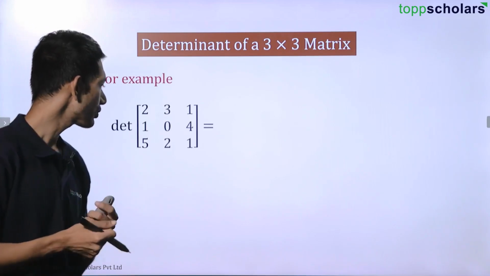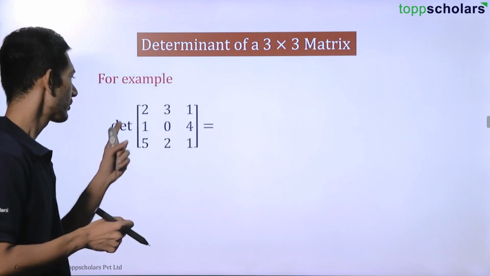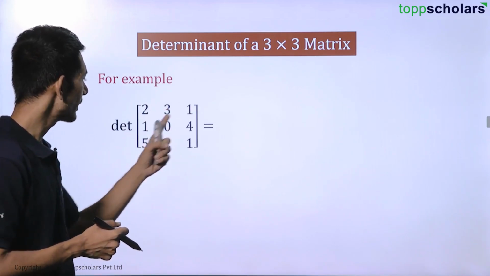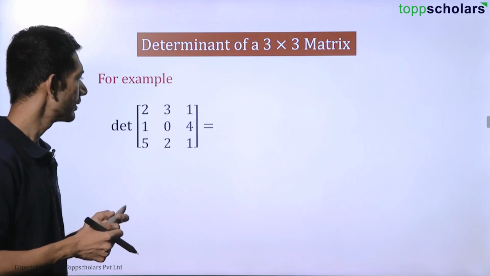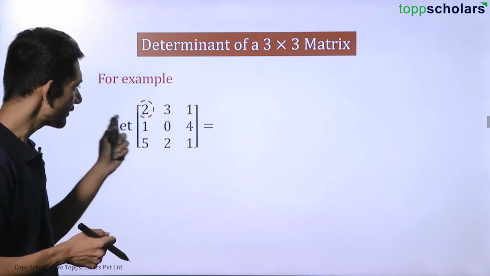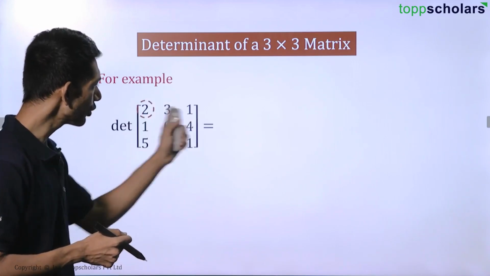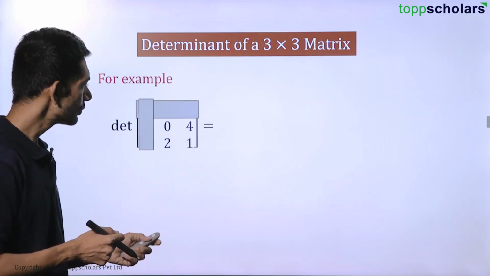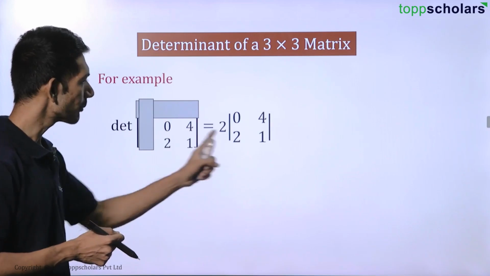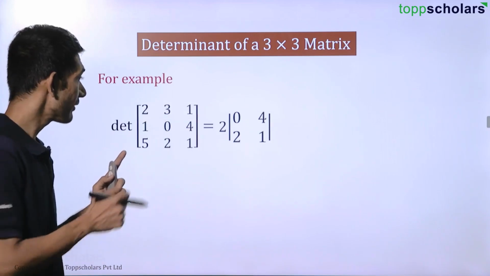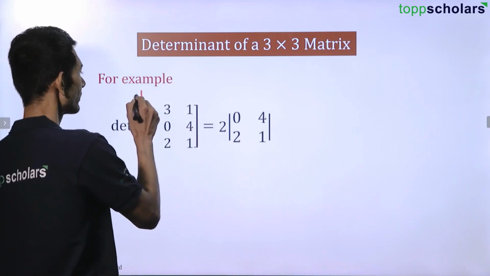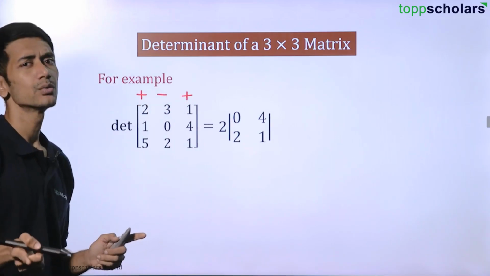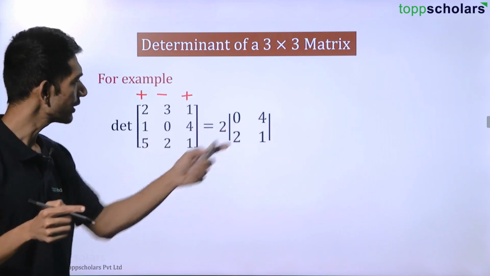Okay, let us take an example now. So here we are supposed to find out the determinant of this particular 3 by 3 matrix. The elements are 2, 3, 1, 1, 0, 4, 5, 2, 1. How are we going to do that? First we will pick up 2. Then ignore the first row, first column. Correct? Then write down 2 and then the determinant of this. Then remember, this was plus, minus, plus. That is the first thing you do so that you don't forget. Then write down minus 3.